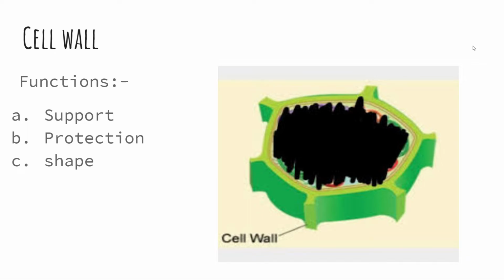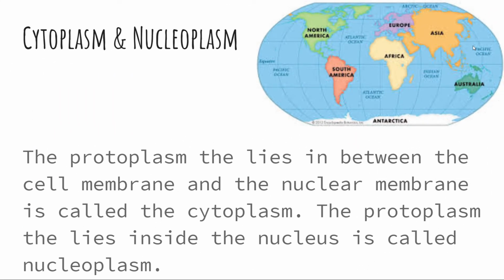Next up, we have the cell wall. The cell wall is only present in plant cells. This is because plants are immobile and they cannot move to a safe area during a storm, thunder, lightning. They can't move, right? That's why the cell wall works as an additional covering and provides protection, support, and shape to the plant.